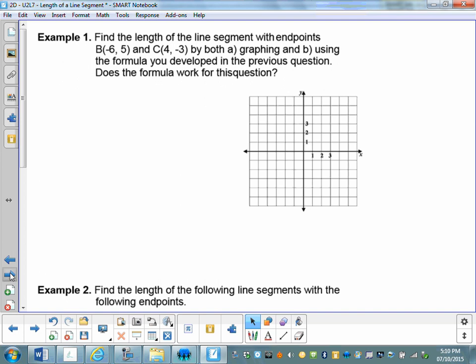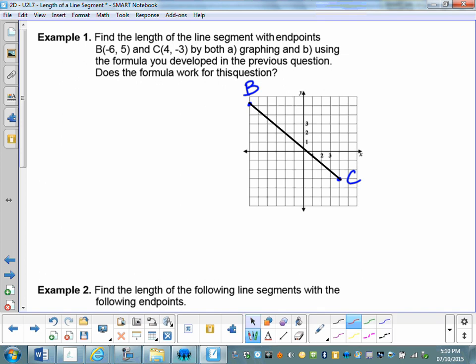So find the length of the line segment with endpoints -6, 5 and 4, -3 by both graphing and by using the formula. So we'll do the graph first here. So -6, 5 is this point here, that's B. And C is 4, -3, that's this point here, that's C. So I'm trying to find the length of this line right here. Okay, so I'm trying to find the length of that line.